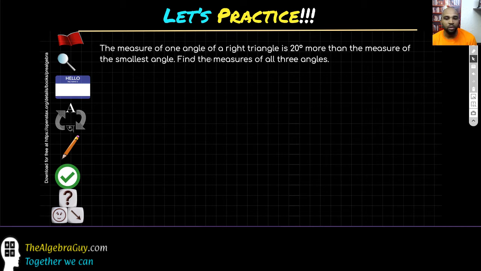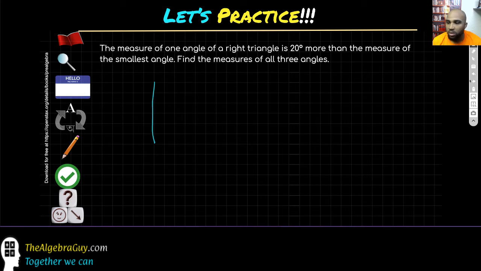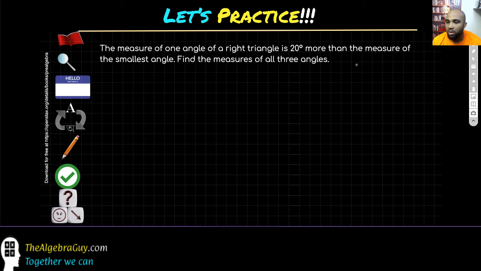All right, the measure of one angle of a right triangle is 20 more than the measure of the smallest angle. So we're still dealing with a right triangle, but now we have this situation where we're dealing with something that's more than another angle. Oh, that's a terrible line. Okay, I can definitely do better than that. Why didn't I think of just using lines in the beginning? All right, so let's use a line. Bam, so much better. There's my right angle.